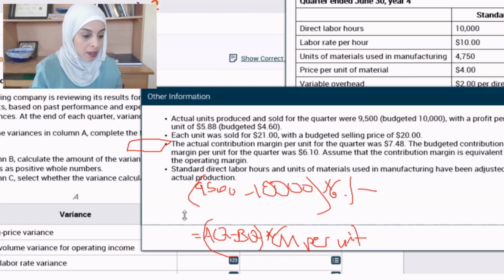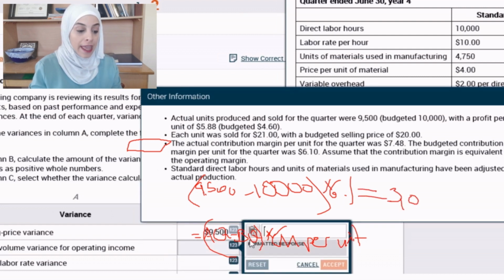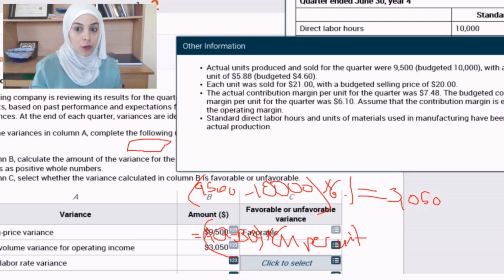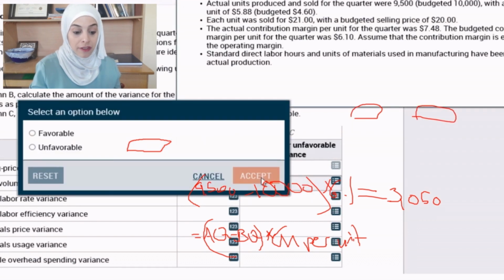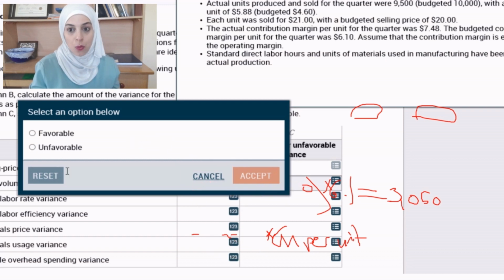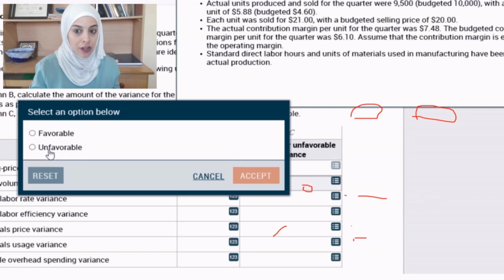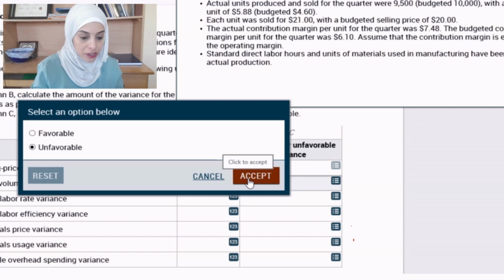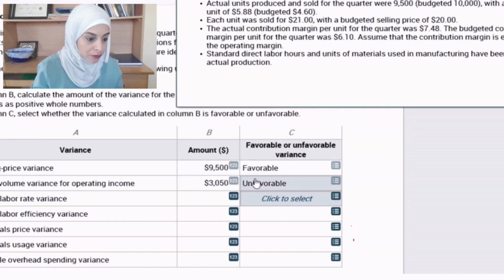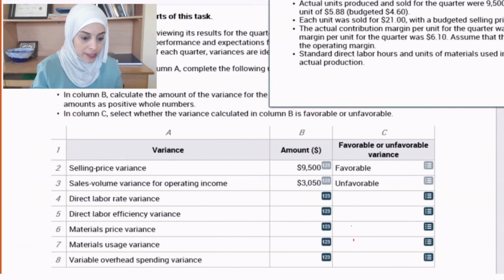Just click the cell, put the amount, and accept, and the cell will format it automatically. Was it favorable or unfavorable? Unfortunately, it was unfavorable, because the actual units sold were less than the budgeted. We budgeted something and we sold less, which is unfavorable for us. We want to sell more, not less. Okay, let's go to the next. So here we choose unfavorable from the option list and accept. Let's see the next question.